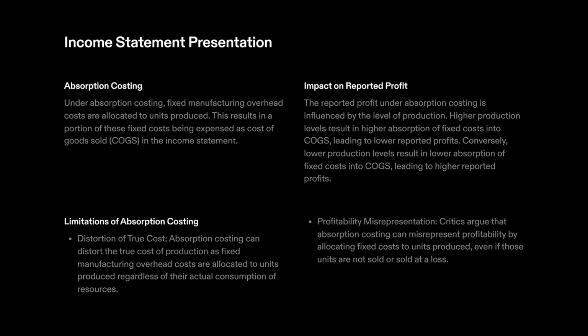4. Income statement presentation. Absorption costing allocates fixed manufacturing overhead costs to units produced, resulting in a portion of these fixed costs being expensed as cost of goods sold in the income statement. As a result, the reported profit under absorption costing is influenced by the level of production, with higher production levels leading to lower fixed manufacturing overhead costs per unit and higher reported profits.